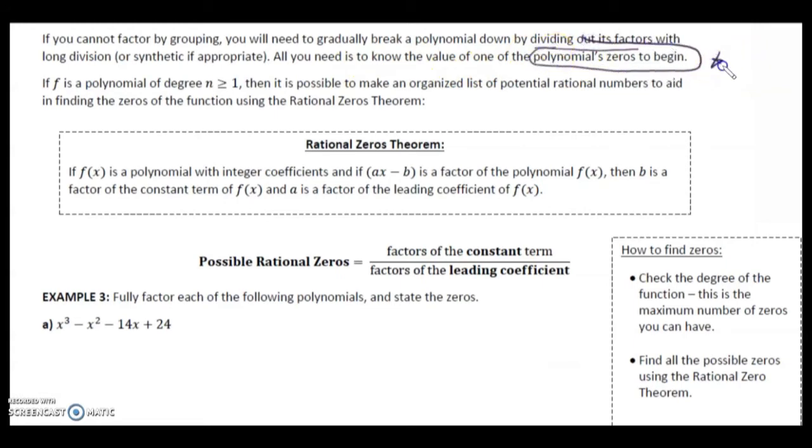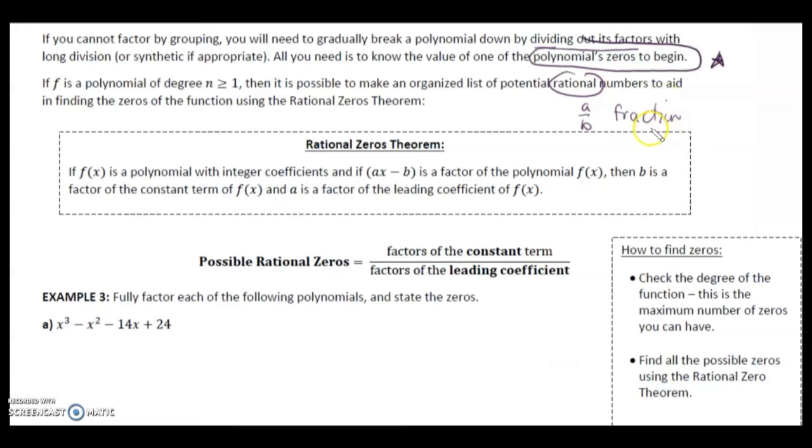Okay, so this is where our next theorem comes in. If f is a polynomial with degree n greater than 1, then it is possible to make an organized list of potential rational numbers. Okay, rational is a over b, it's a fraction.